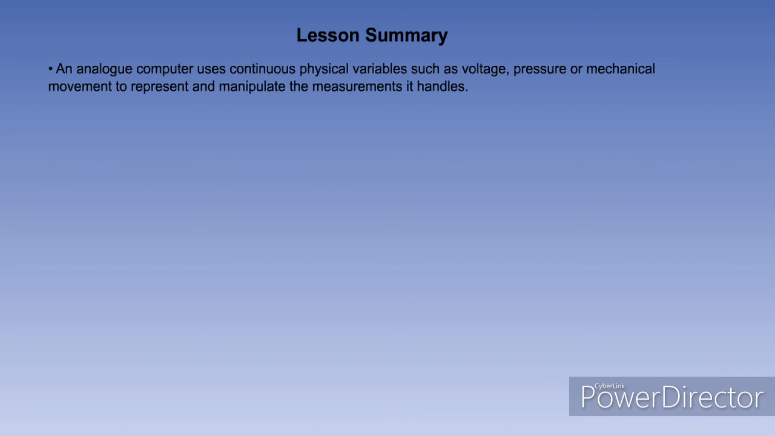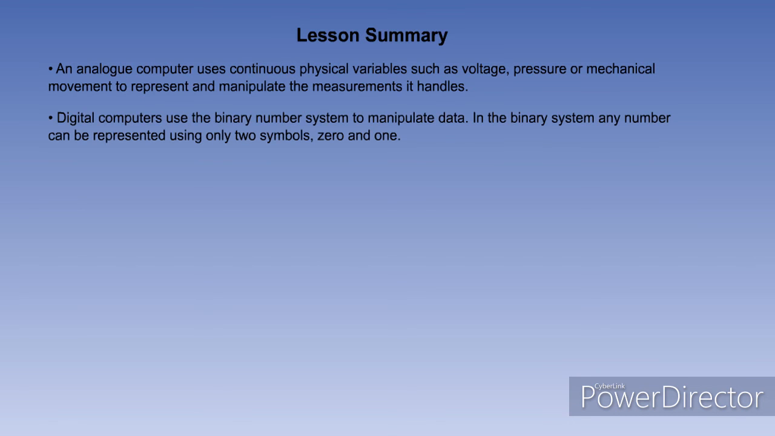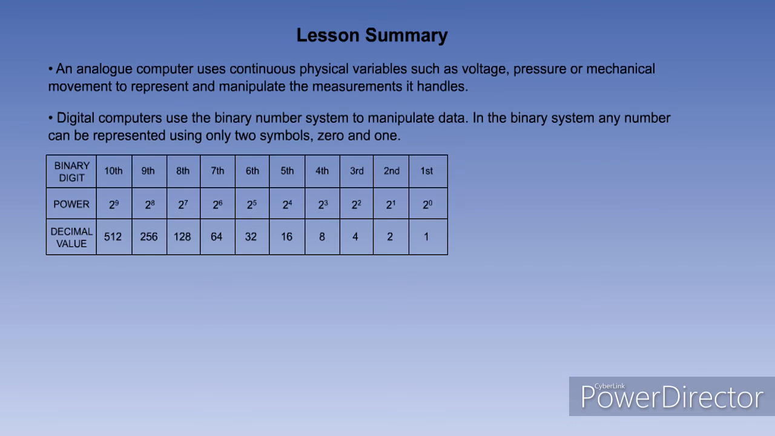That is the end of the lesson. Here is a summary of the main points. An analog computer uses continuous physical variables such as voltage, pressure or mechanical movements to represent and manipulate the measurements it handles. Digital computers use the binary number system to manipulate data. In the binary system, any number can be represented using only two symbols, 0 and 1. A binary number can be converted to its decimal equivalent and vice versa using the table shown here.